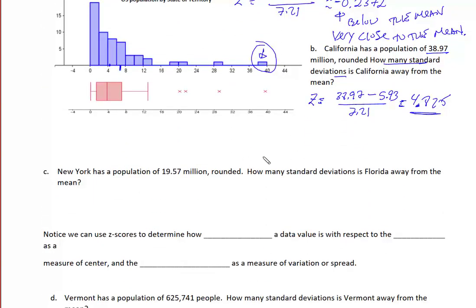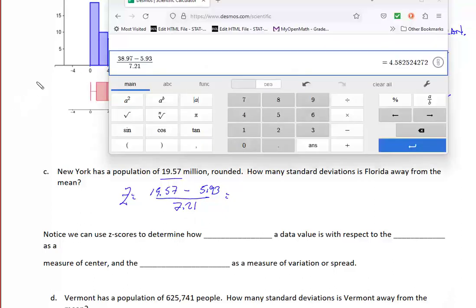Okay, so now let's look at New York population with 19.57 million. Minus, again, my 5.93, divide that by 7.21, and let's see what we get here for this one. And the reason I'm doing this again, this time I'm just going to replace that value here. And I get that New York is 1.8921.